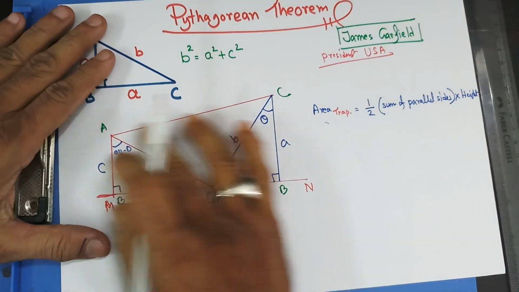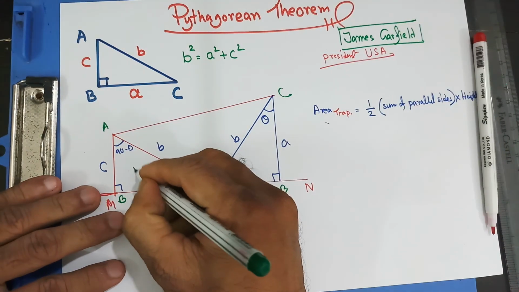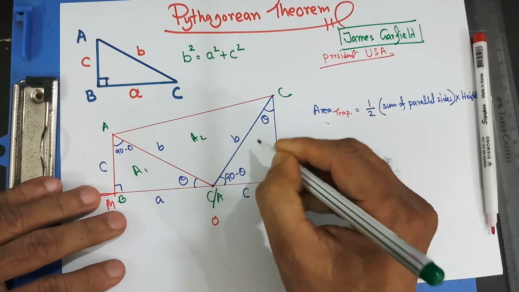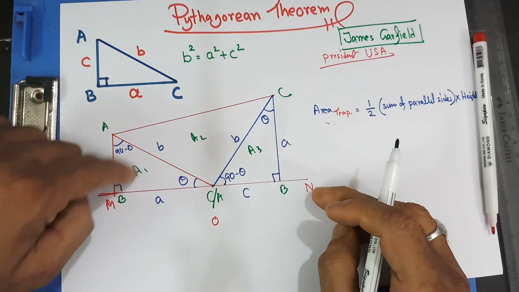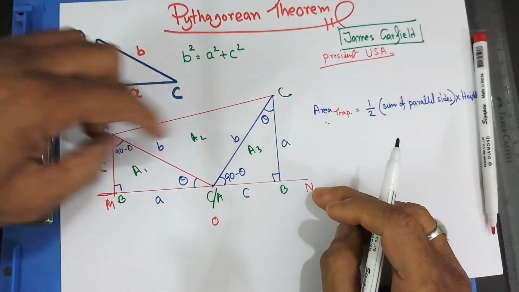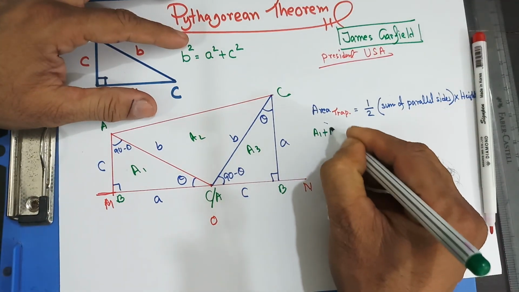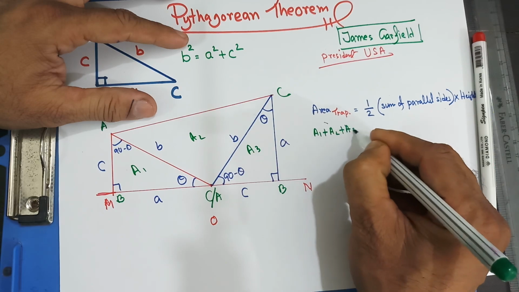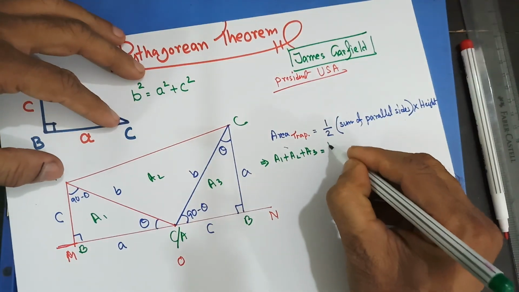Now area of this trapezium, okay, I'm gonna put this area 1, area 2, area 3. So this area of the trapezium has to be equal to area 1, area 2, and area 3, sum of them. So instead of this, we're gonna write down area 1 plus area 2 plus area 3. Okay, and over here I have this half.